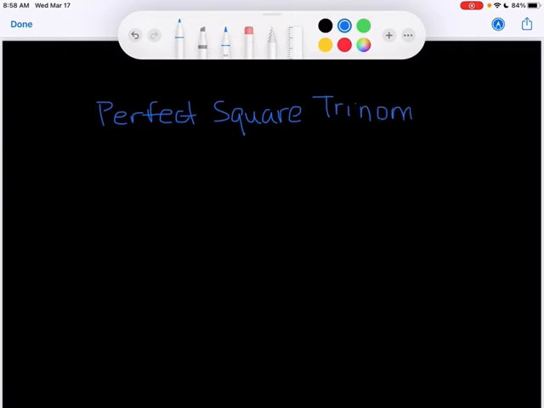So as the name says, it's going to be a trinomial. There's going to be three terms. Okay. And it's the form, let me give you the form. It's written as a squared plus or minus 2ab plus b squared. Okay, so it's going to look something like this.